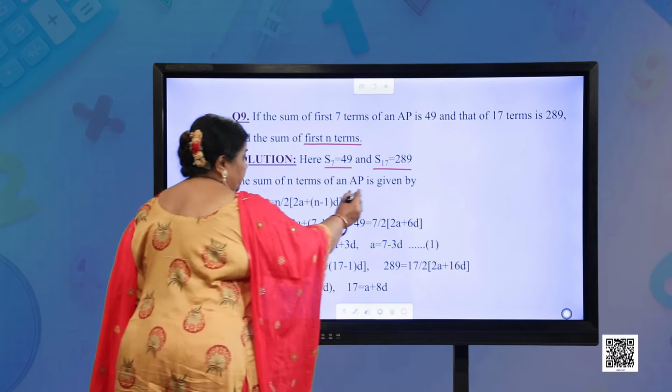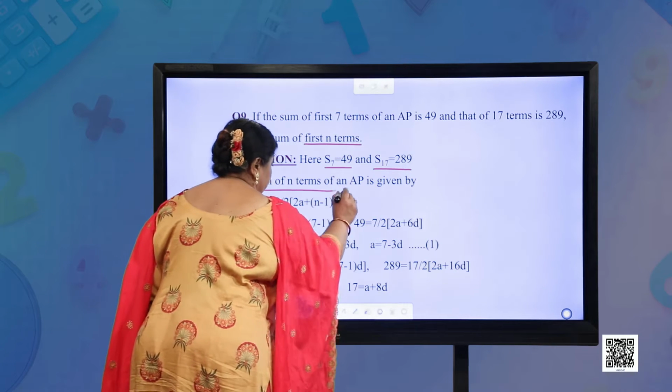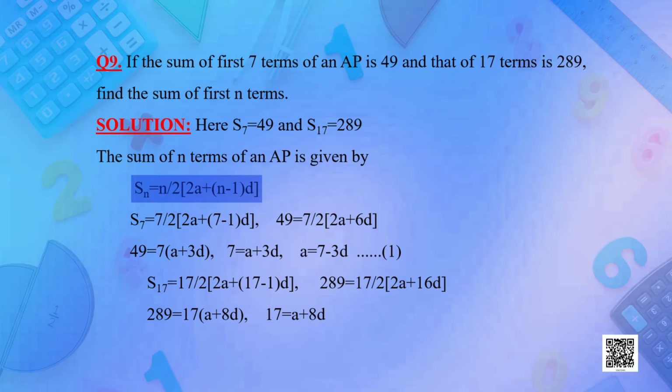See, sum of n terms of an AP, we know the formula is Sn is equal to n upon 2 into 2A plus n minus 1 into D. So, S7 can be expressed as 7 upon 2 into 2A plus 7 minus 1 into D. On simplification, we get 49 is equal to 7 upon 2 into 2A plus 6D. That gives us 49 is equal to 7 into A plus 3D, or 7 is equal to A plus 3D, or A is equal to 7 minus 3D.